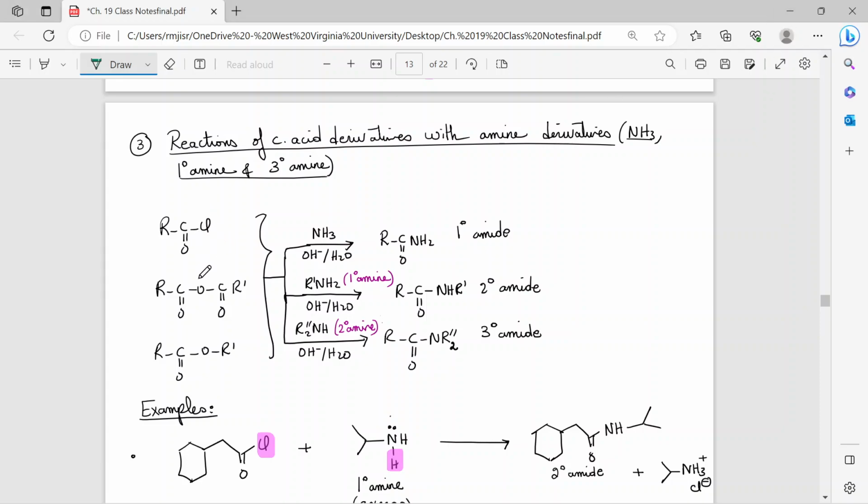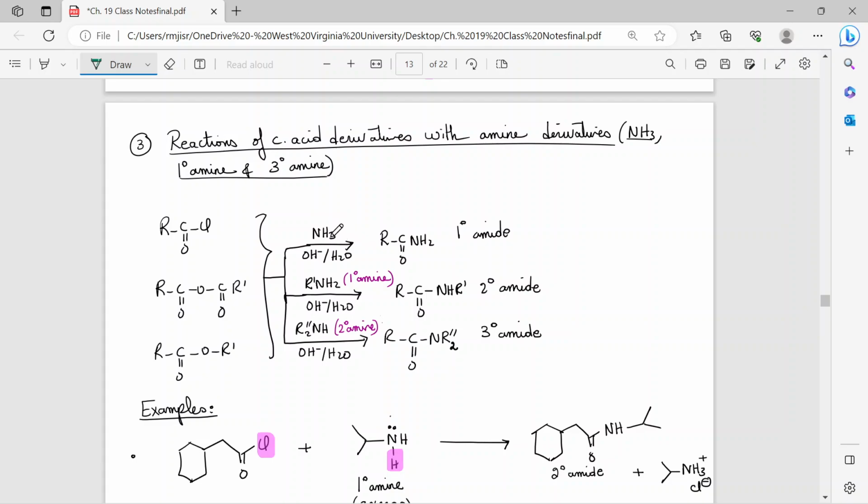The derivatives of carboxylic acids can react with nitrogen nucleophiles. These are ammonia derivatives in order to get amides. We can get primary amides, secondary or tertiary based on the nitrogen nucleophile that we start with. So if we start with ammonia, we're going to get a primary amide.